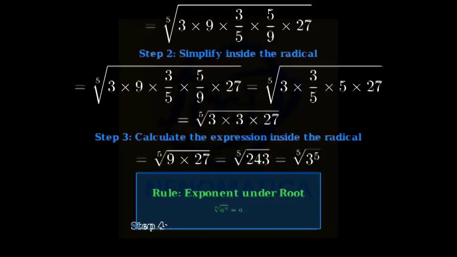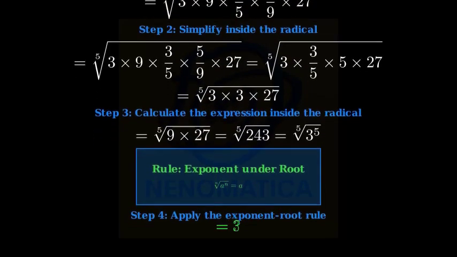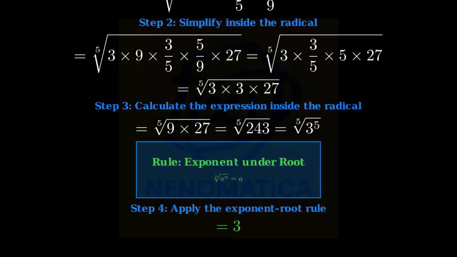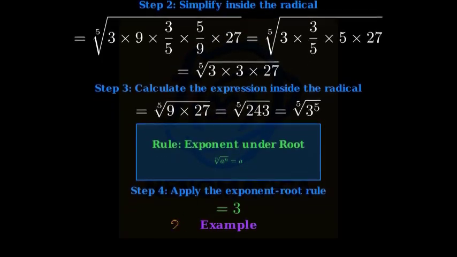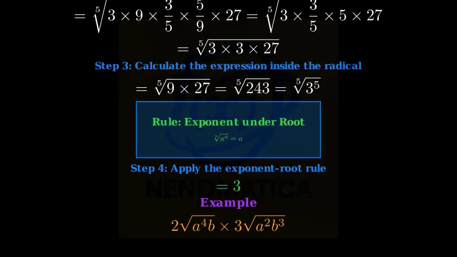Now, let's move on to our second example. We need to multiply 2 times the square root of a to the fourth power times b, and 3 times the square root of a squared times b cubed. To solve this problem, we'll first multiply the coefficients outside the radicals. So we get 2 times 3, which is 6 times the product of the radicals.